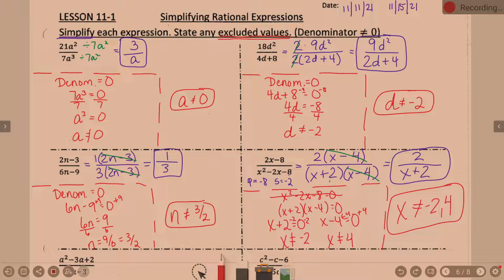Probably when you type these into Math Excel, you can just separate them with a comma, would be my guess. That's usually what they have you do. So when you go to find your excluded values, if you have multiple factors, just set each factor equal to 0. That's the easiest part there.